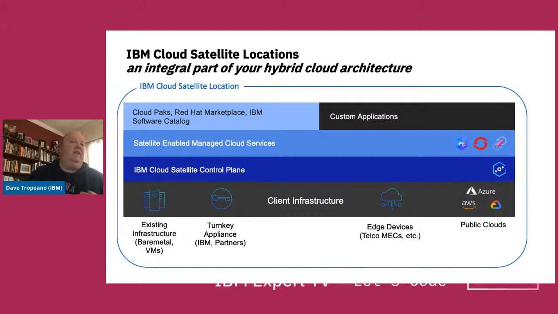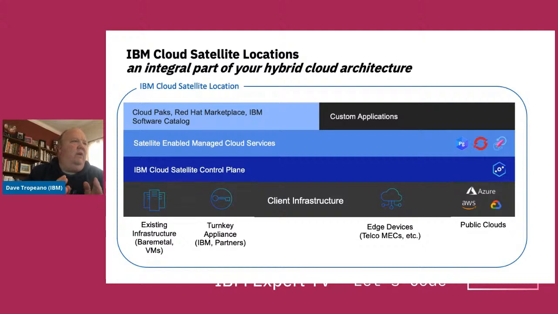Or that infrastructure can come from a public cloud. Literally, you could create one of these satellite locations on a set of AWS EC2 virtual machines or Google Cloud VMs or Azure bare metal or virtual machines. So the point is the client gives us infrastructure. There are some requirements for that infrastructure, of course, but they're relatively lightweight.